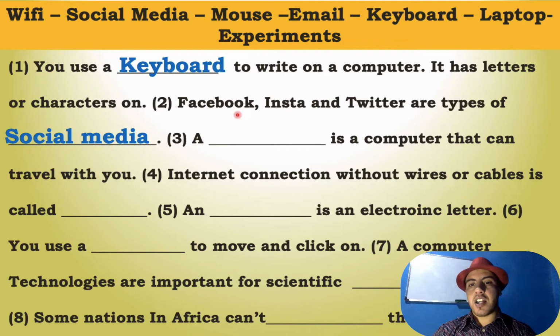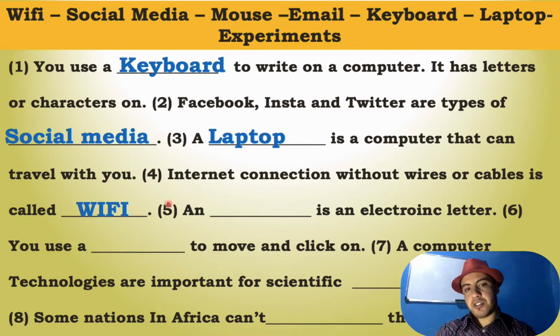Number 3, blank is a computer that can travel with you. So it's like a light computer or a small computer. So it is laptop. Very good. Number 4, internet connection without wires or cables. It means that if you want to use the internet without wires or cables, what do we use? Wi-Fi. Very good. Because Wi-Fi is internet without cable or without wire.